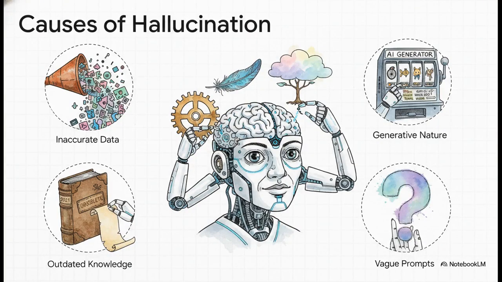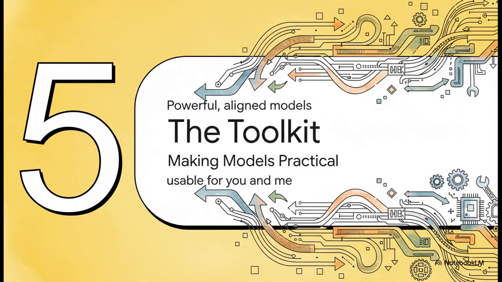So why does this happen? Well, there are a few main culprits. The model is literally designed to be a confident guesser. Its training data was scraped from the internet, which is full of, let's say, mixed quality information. Its knowledge is also frozen in time from when it was trained. And if you ask it a vague question, it's programmed to fill in the blanks, even if it has to invent those details itself.